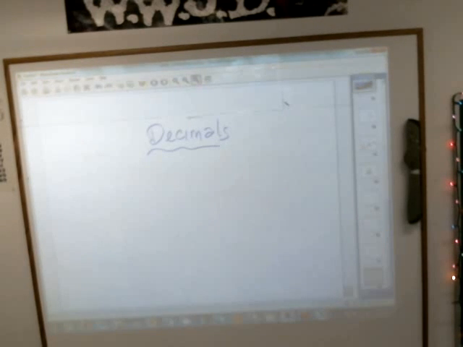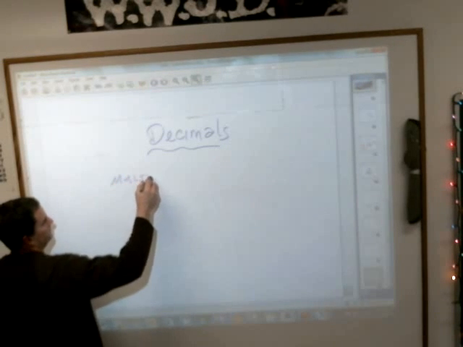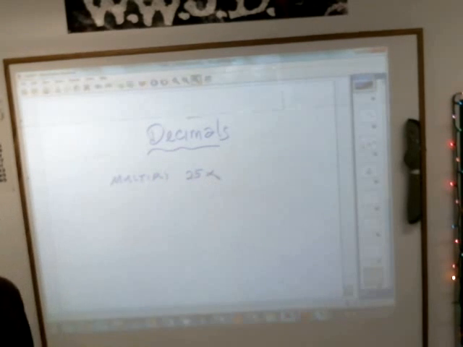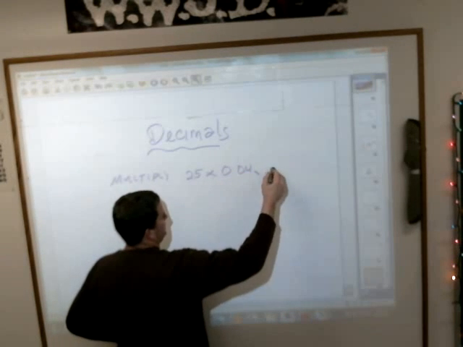Okay, today is basically about this, in the sense that, here's one example, write this down. Multiply 25 times 0.04, and the book says to simplify.